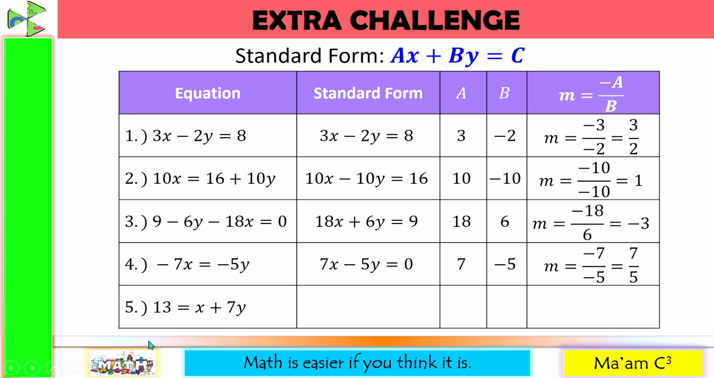And last one, our x here is already positive, so we just have to interchange their position. So this will be x plus 7y is equal to 13. A is equal to invisible 1, b is equal to 7, and for the slope, that would be negative of 1 over 7. Negative over positive is negative, so we have negative 1 over 7.